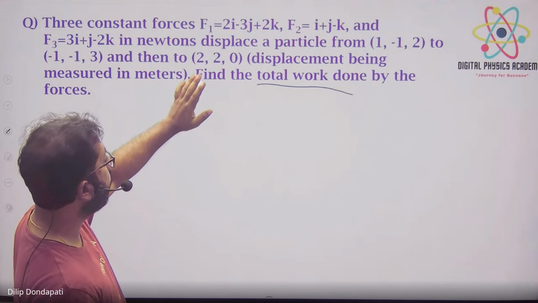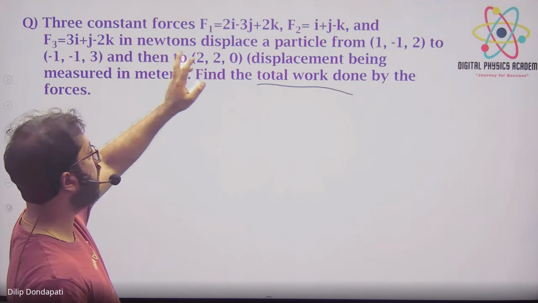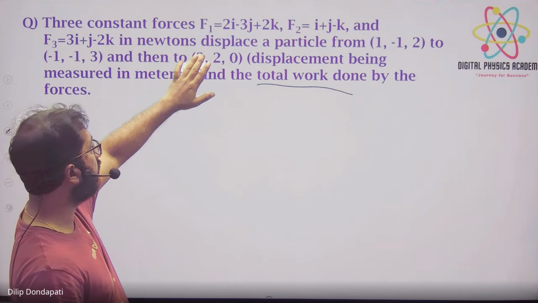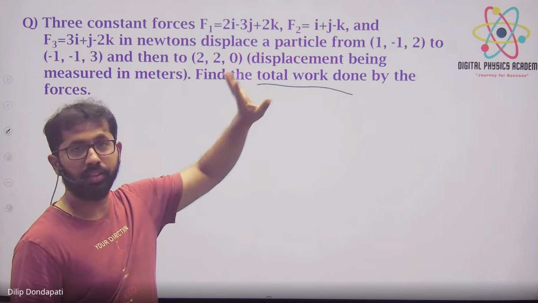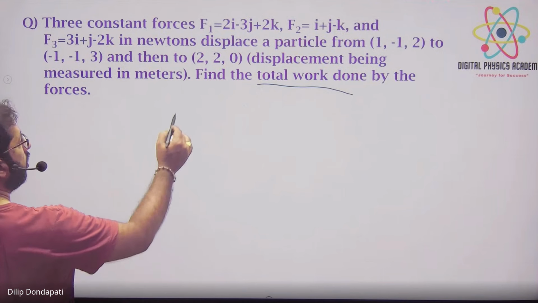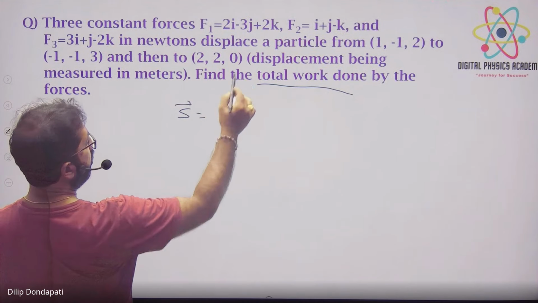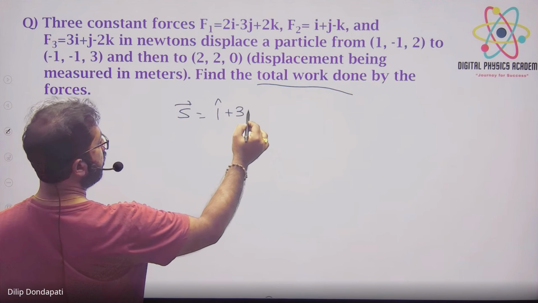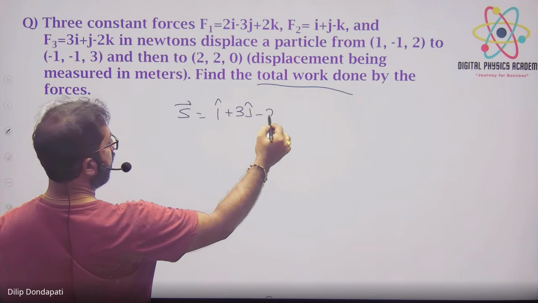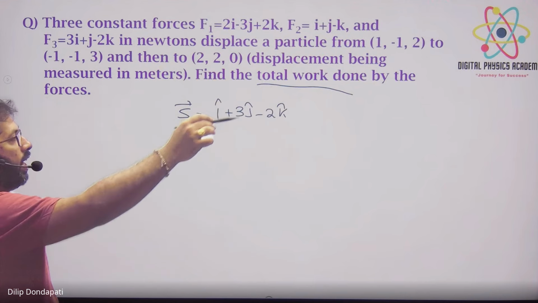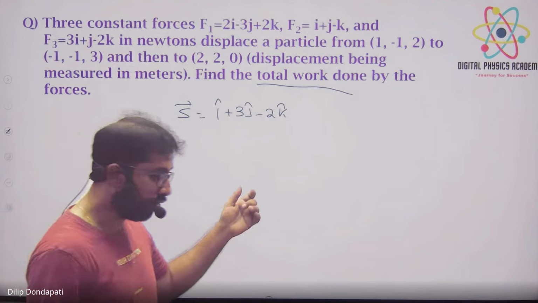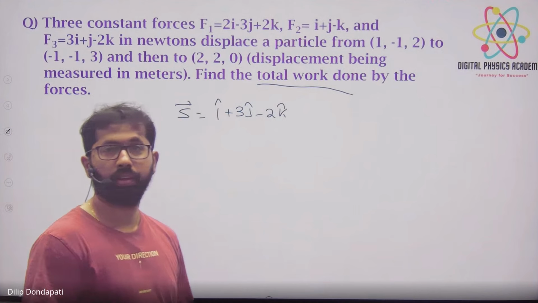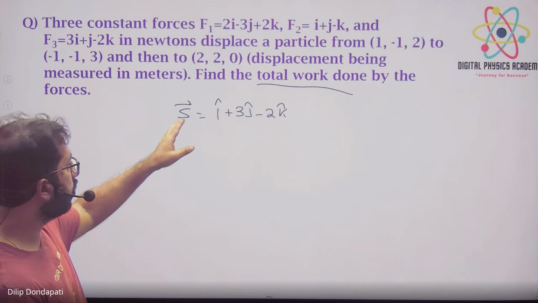The particle went from here to here and then here to here. Displacement लेने समय we should take initial and final only. बीच का जरूरत नहीं है. So what is displacement you got? As I cap plus 3j cap and 0 minus 2k cap, right? And force, if you add and if you multiply, you'll get the answer as 5 joules. Yeah? You got?